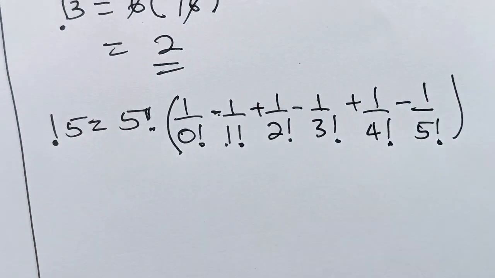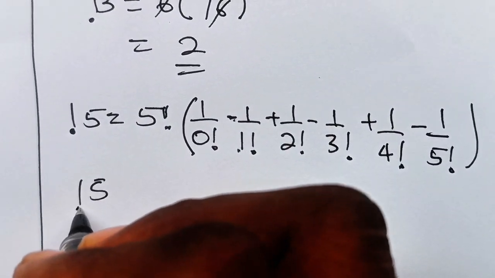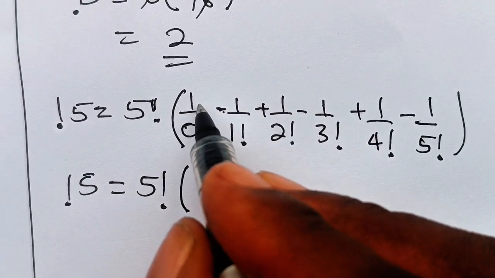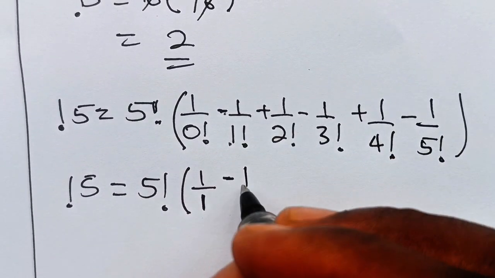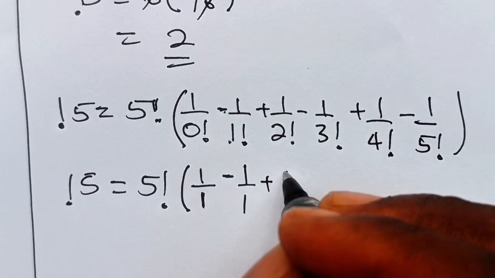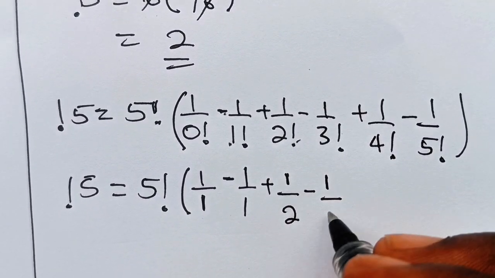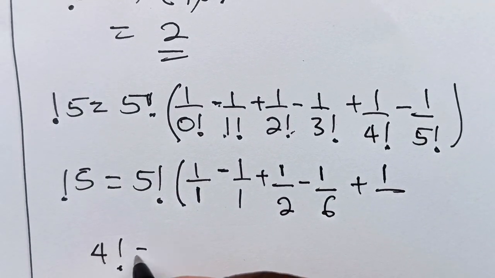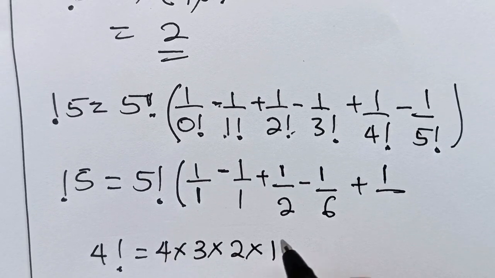Okay, you can see that. Now let us solve. So 5 subfactorial is equal to 5 factorial times brackets. Now 1 over 0 factorial is 1, minus 1 over 1, plus 1 over 2 factorial, which is 2, minus 1 over 3 factorial, which is 6, plus 1 over, now 4 factorial is 4 times 3 times 2 times 1, right?